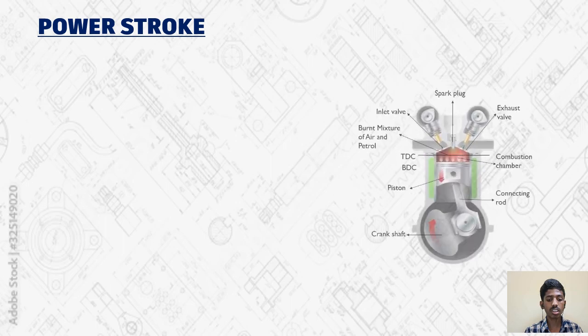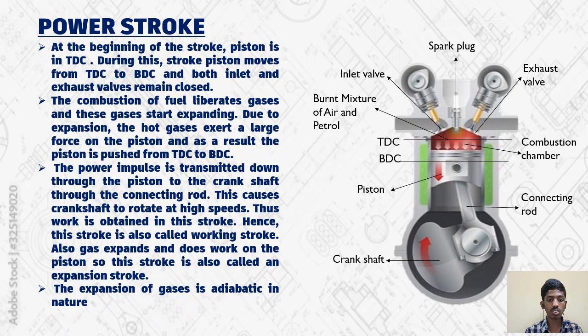Power stroke. At the beginning of the stroke, the piston is at top dead center. During the stroke, the piston moves from top dead center to the bottom dead center, and both the inlet valve and exhaust valve remain closed. The combustion of the fuel liberates gases and these gases start expanding. Due to expansion, the hot gas exerts a large force on the piston and as a result, the piston is pushed from top dead center to bottom dead center.